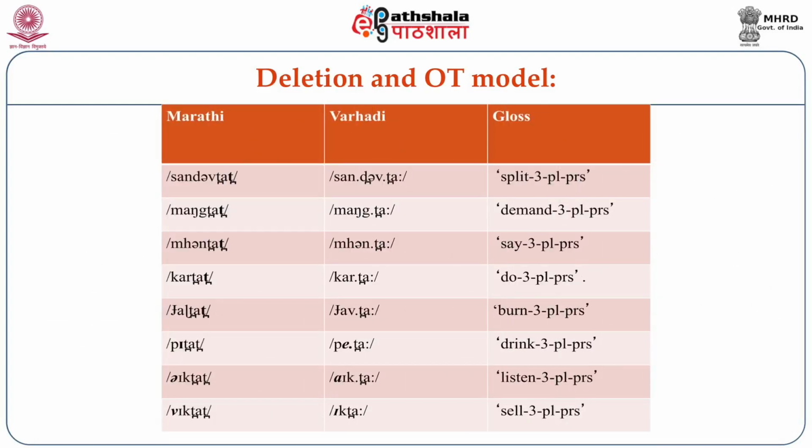If you see the data in the slide, here you can see Sandaptat in Marathi, Varari becomes Sandapta. Mangtat becomes mangta. Here you can see the last consonant of the sound gets deleted, isn't it? It's very interesting. The words are from Marathi, Varari. They are deleting the final segments. So how can we represent this phenomenon in OT constraints?